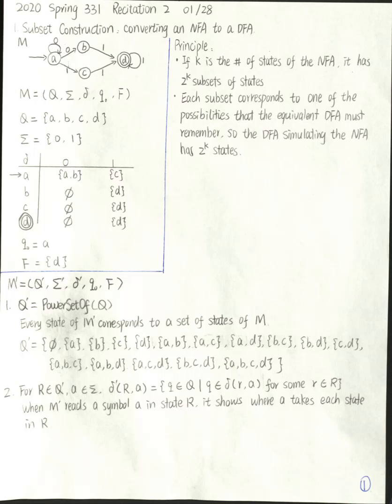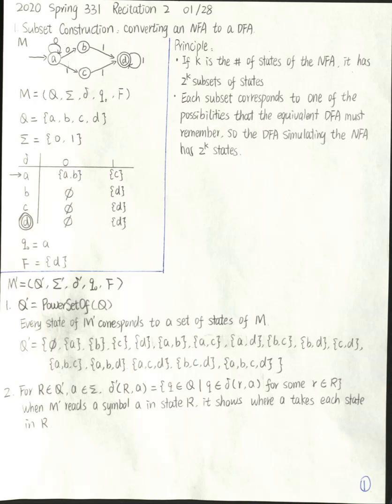Start from A. If I read a 0, I can either stay at A or go to B. And if I read a 1, I will go to C. From B or C, if I read a 1, it will reach D. And from D, if I read a 1, I will stay at D. For those missing transitions, that means if you read a symbol, it dies. For example, if you read a symbol 0 from B, that branch of computation will die.